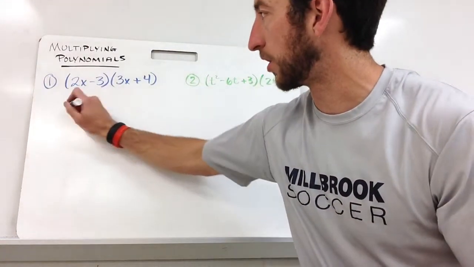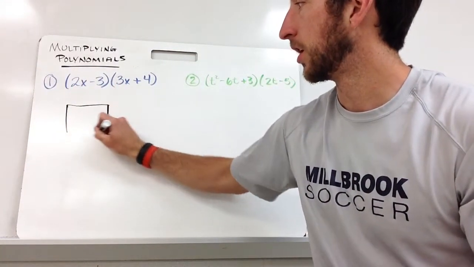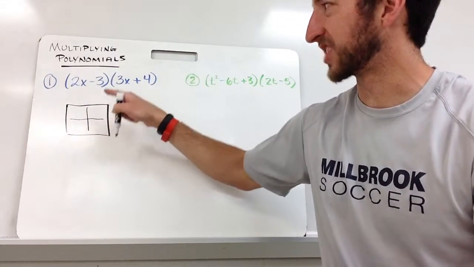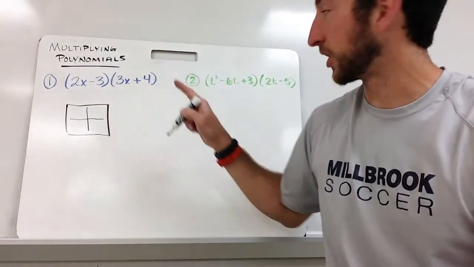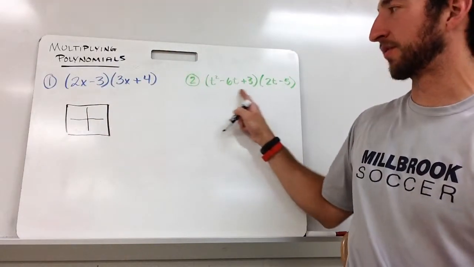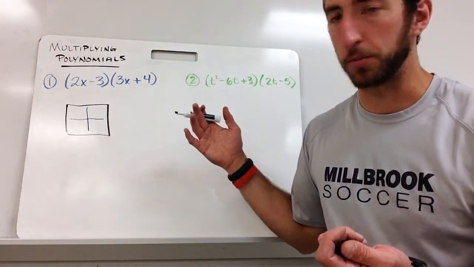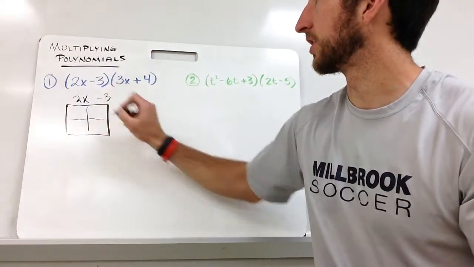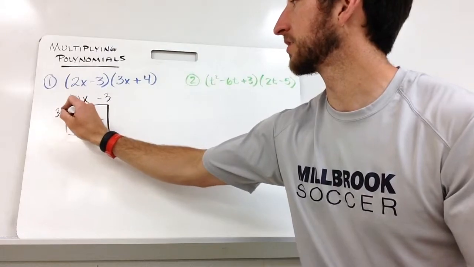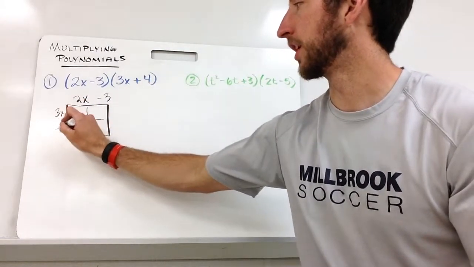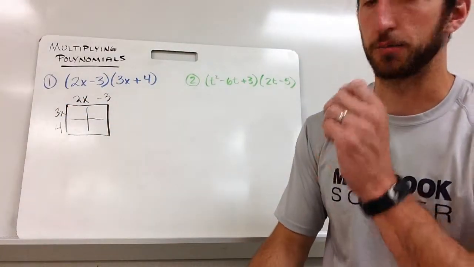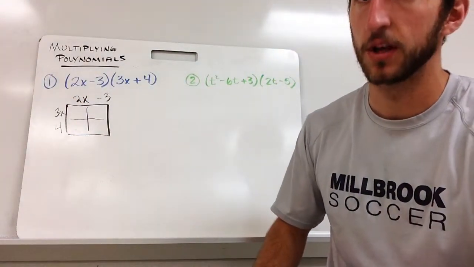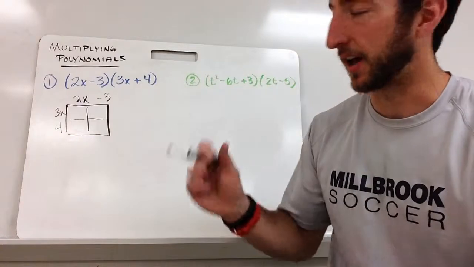So I'm going to draw a little rectangle. I'll split each side into two pieces because I have two terms. Now whenever I have something like this where I have three terms, I'm going to break it up into three partitions. So I've got 2x here, I'm going to put minus 3 there, I'm going to put 3x here, I'm going to put 4 down here. And what I'm going to do is multiply and find all the little areas of these four little rectangles, and then once I find that, I'm going to add all of it together.